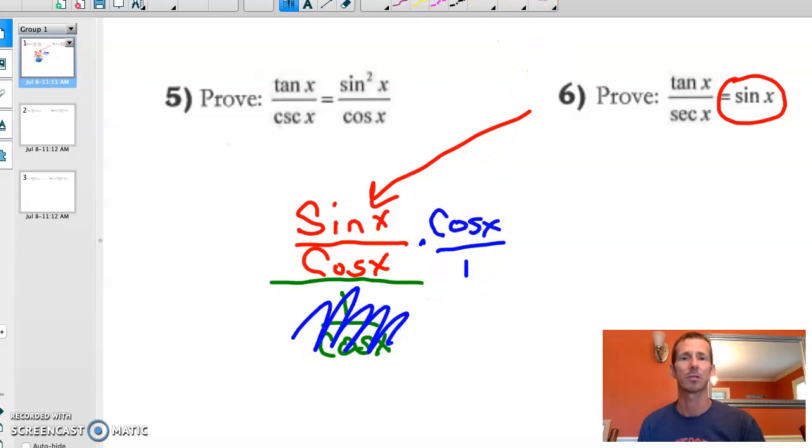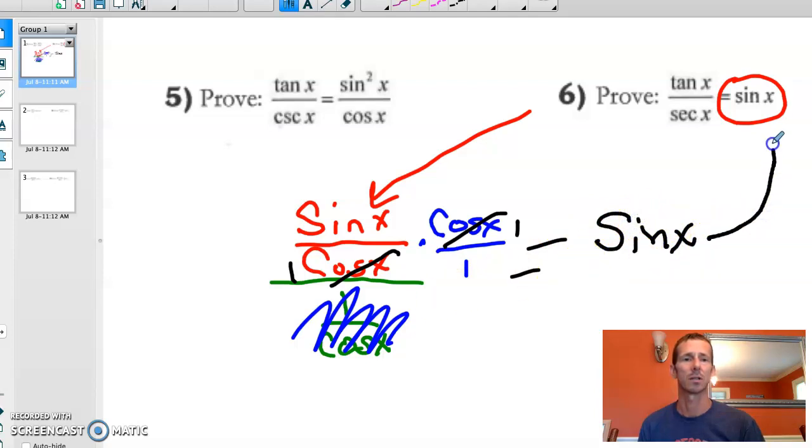Now I have a cosine x on top right here and a cosine x on bottom, and cosine x divided by cosine x is 1. And so you'll notice that I'll go ahead and write a 1 and a 1. And all that's left is sine x, so that equals sine x times 1 divided by 1, which is just sine x. And once again, you will note that's what we are shooting for. And we are good to go on that one.